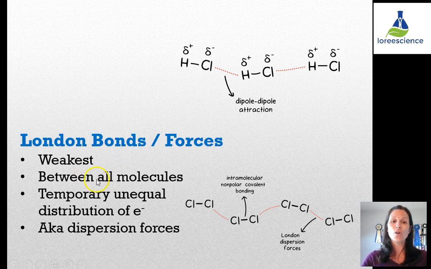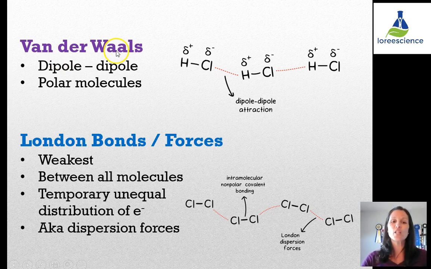We also have what's called London bonds or London forces. These are the weakest of all the intermolecular forces. It is between all molecules. The reason is those electrons are constantly moving. So at any given time, even if they're being shared equally, they might happen to be on the opposite side of that molecule. So it's a temporary unequal distribution of electrons, which allows those molecules to kind of, just for an instant, have a slight attraction to each other. It's called a London dispersion force. So here is the covalent bond. These red dotted lines represent the London dispersion forces, even though this is a non-polar molecule.